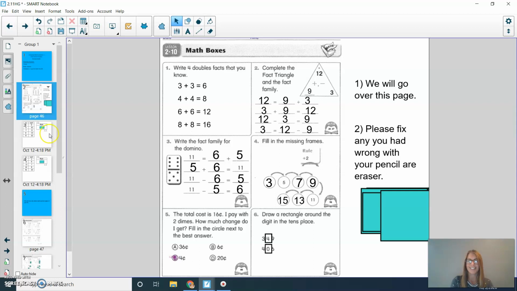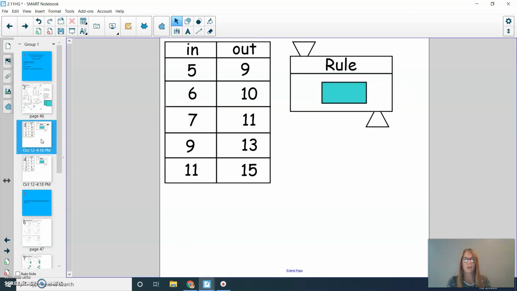Just watch and listen. Today we're working on in and out boxes, kind of similar to our frames and arrows, but it's just a different way of looking at it. If I put 5 in and 9 comes out, I need to think, what am I adding or subtracting? If you're thinking you're adding 4, let's keep trying that and see if that works for the other ones. So 6 plus 4, would that equal 10? Would 7 plus 4 equal 11? Would 9 plus 4 equal 13? Would 11 plus 4 equal 15? So I know that my rule is to add 4.